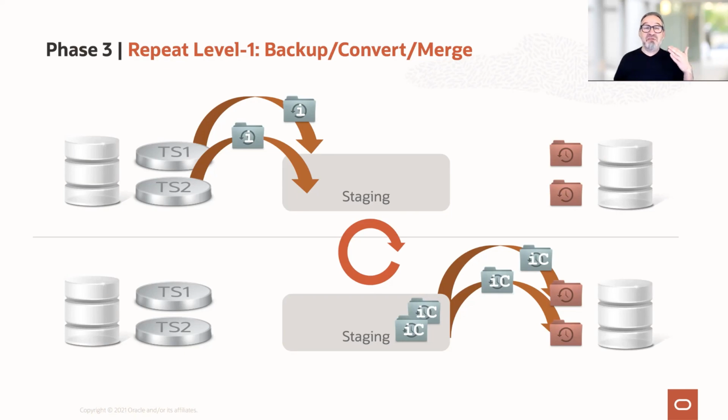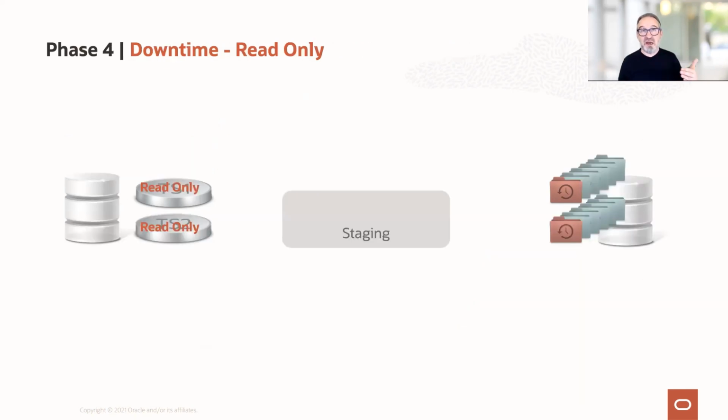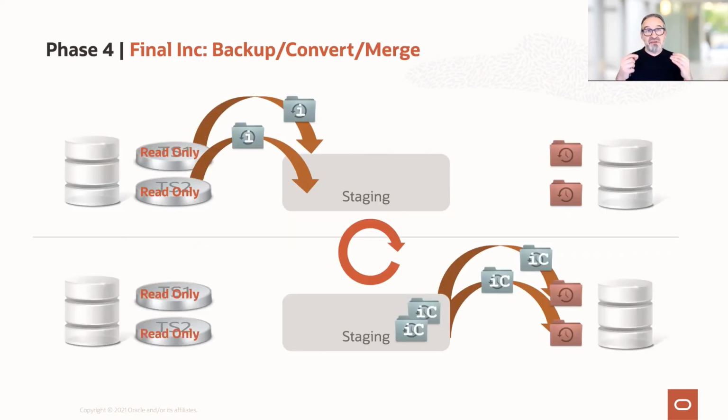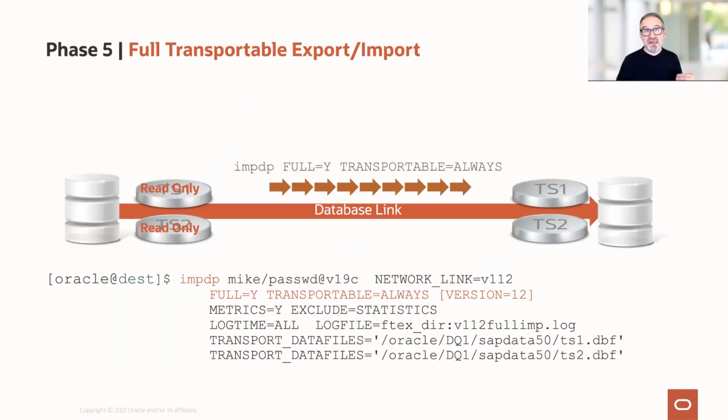And for the final step, because then we have downtime, we need to set now our source database read-only. This is downtime. And then this final incremental backup should be very small. This is the last step. Just take the final incremental backup and then restore and merge it into my target. Now the files are in shape, they are there. And at this point, I call now full transportable export import.